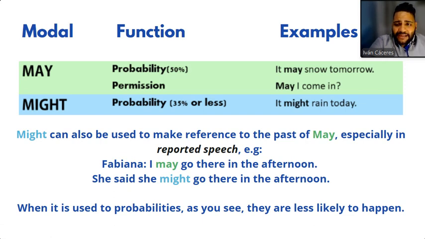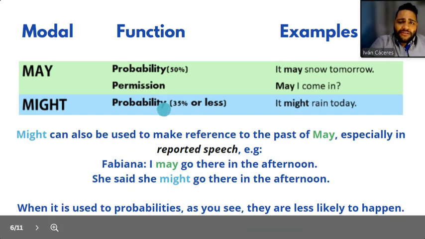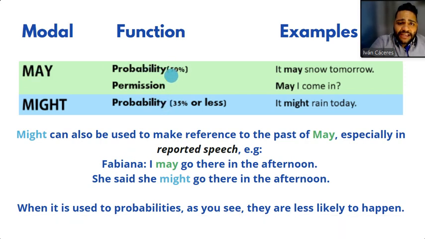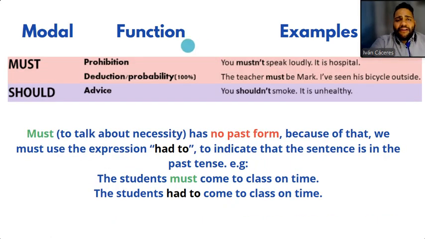And then down it says when it's used for probabilities, as you see, they are less likely to happen. This is what we talked about already. With may, you have a higher chance of things happening, and with might, the probability is smaller. Good. Let's go on. So now we have must and should.